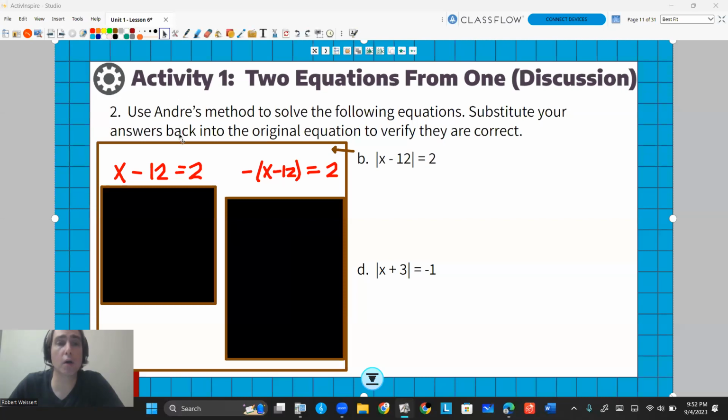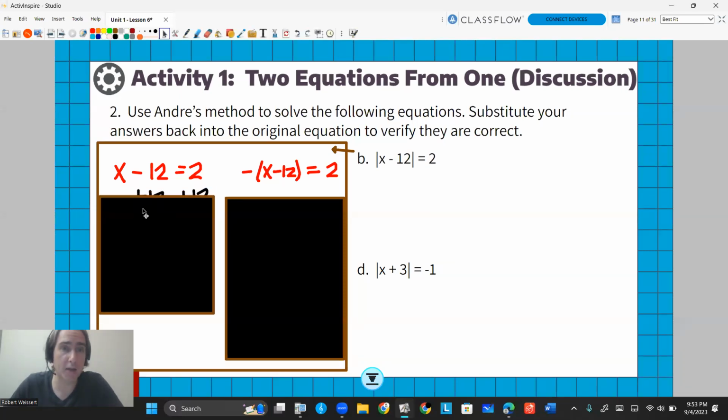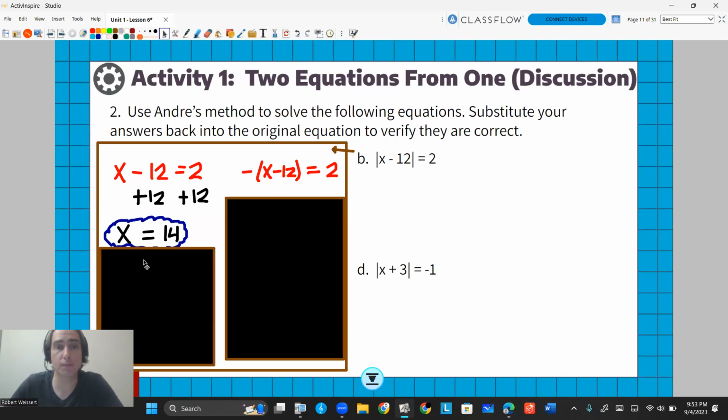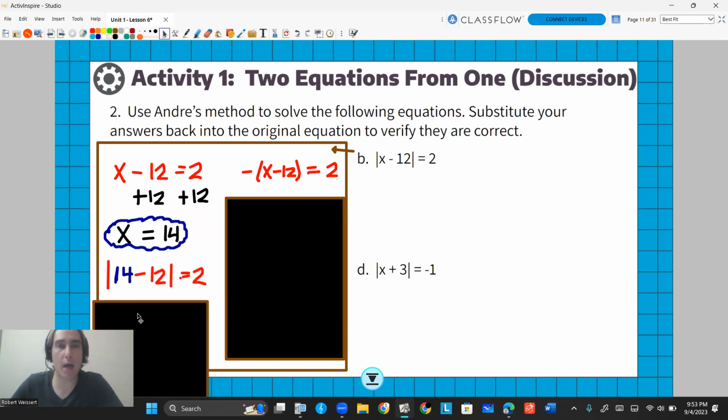Let's work it out. So we want to set up our two equations: x - 12 = 2, and -(x - 12) = 2. As we're going through it, for the one on the left side, you're just going to add 12 and you'll get 14. You can plug it back in if you'd like. The absolute value of 14 minus 12 is the absolute value of 2. So that's going to give you the right answer.